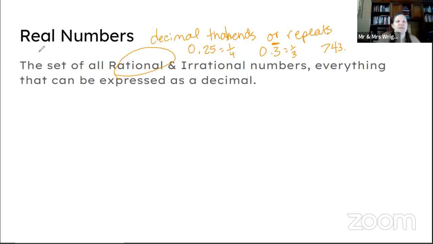You can also have mixed numbers like 2.5. That is a rational number because that's the same thing as 2.5, a decimal that ends. So those are rational numbers.